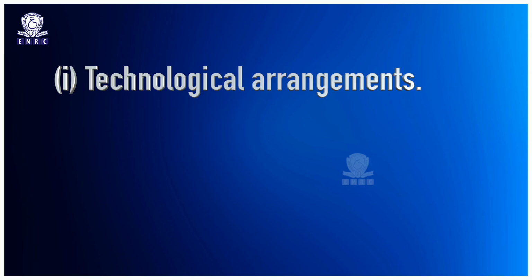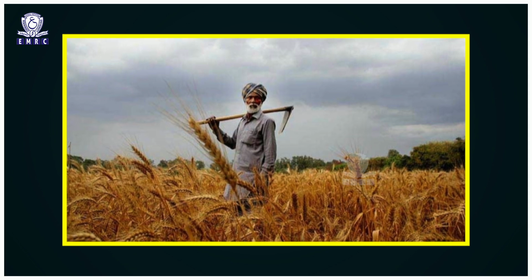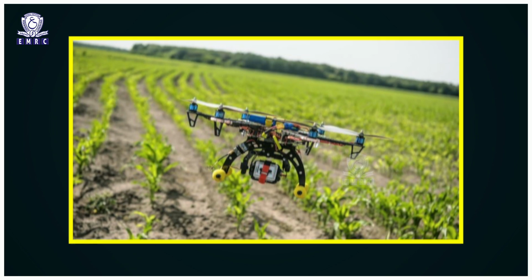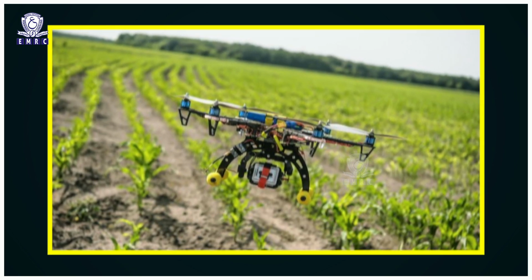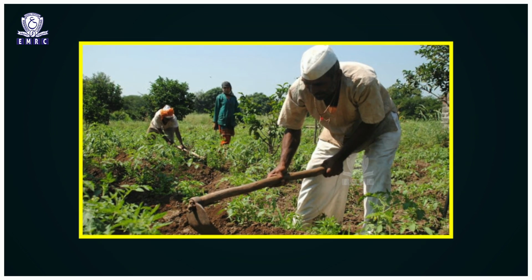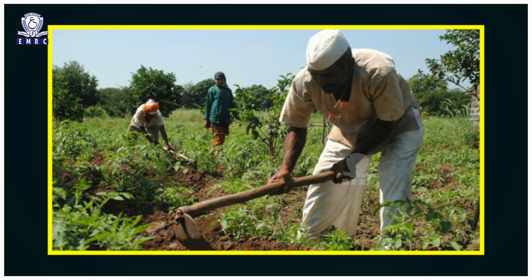He further says that the study of agrarian social structure revolves around mainly two aspects. One is technological arrangements and number two is social arrangements. While the former refers to the ecological conditions and agricultural technology, the latter refers to land ownership and control, power structure, land tenure and related social dimensions.